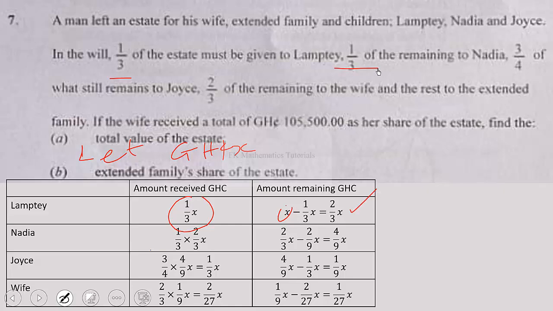Then we're told that 1/3 of the remaining is given to Nadia. So 1/3 of 2/3 X will give us 2/9 X. So what will be remaining is 2/3 X minus 2/9 X, and that will give us 4/9 X.